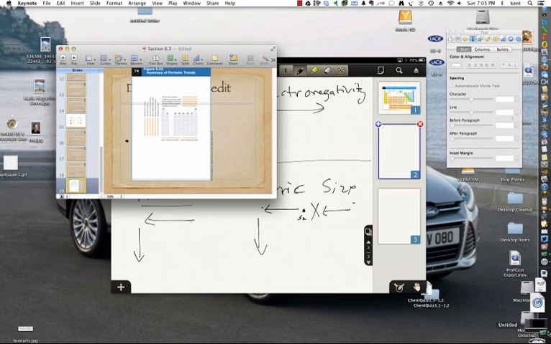Now, once again, make sure you've got those objectives written in your notes.